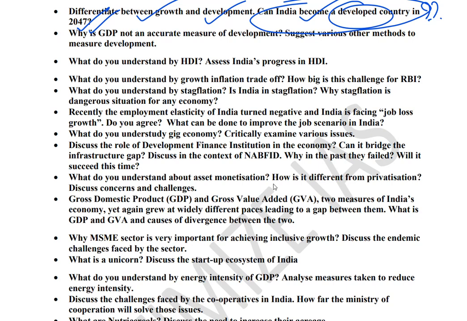The next question is also related to that. Why is GDP not an accurate measure of development? Suggest other methods of measurement. Because generally, whenever we talk about development, we restrict ourselves to GDP. However, we know that economic growth is not sufficient for development. There are other things also which are included in development. GDP is just a quantitative value, whereas development is basically qualitative. Okay, development is a qualitative concept.